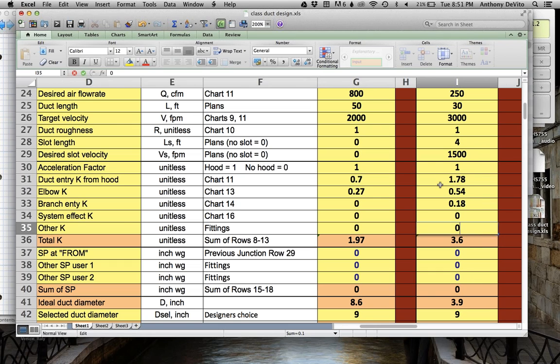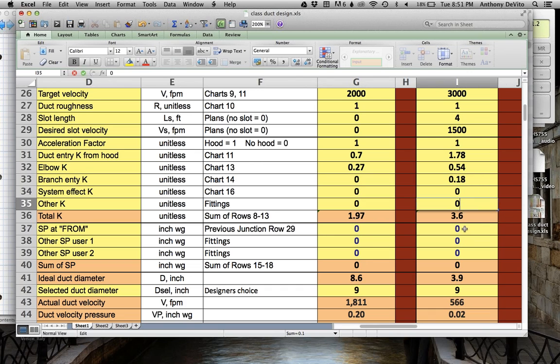Okay, the total K now is 3.6. That's because of the very high K value for that. You remember when you have a slot hood, you're going out and you're immediately going into some sort of taking from that slot. It's all collapsing together. It's very turbulent back there. So that's why that K is so large compared to that simple hood that we had before.